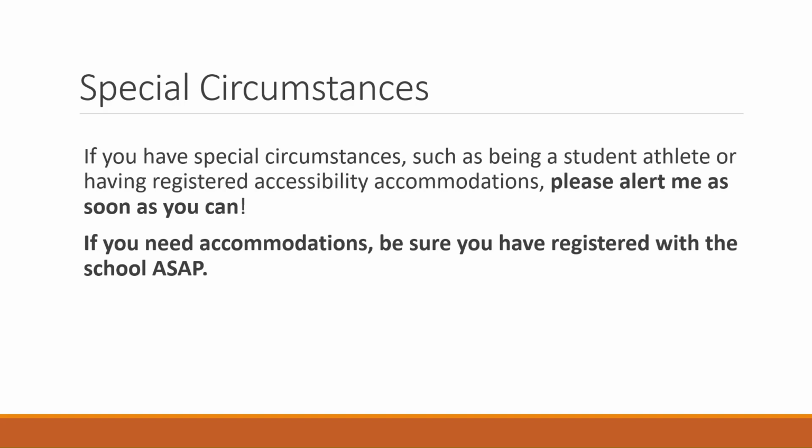Now, there are some special circumstances that come up with students. You might be an athlete. You might have an accessibility accommodation. So please alert me as soon as you can. You have to register those accommodations with the school in order for me to provide you with any accommodations. Okay, I am not allowed to give accommodations unless they come from the school. So make sure you work with them, and you work with them early.